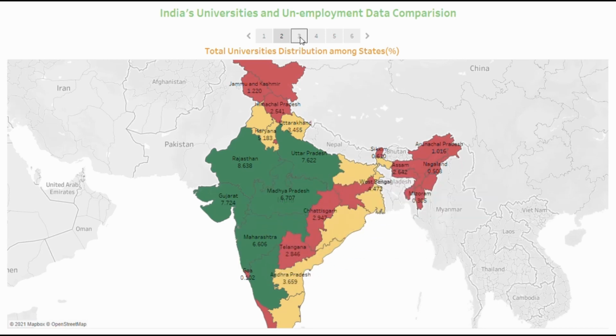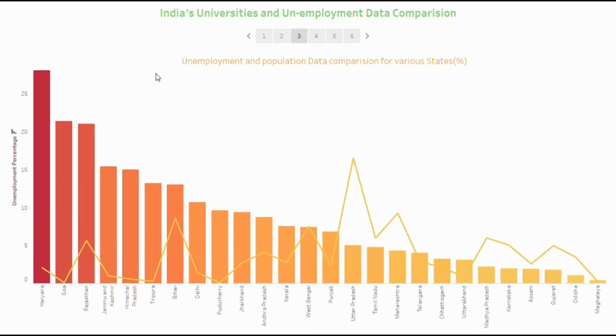The next tab is a comparison of unemployment data in percentage and population in percentage. Here you can observe that Haryana, which holds only 2% of India's total population, has 28% unemployment, and the total universities in this state are only 5%.